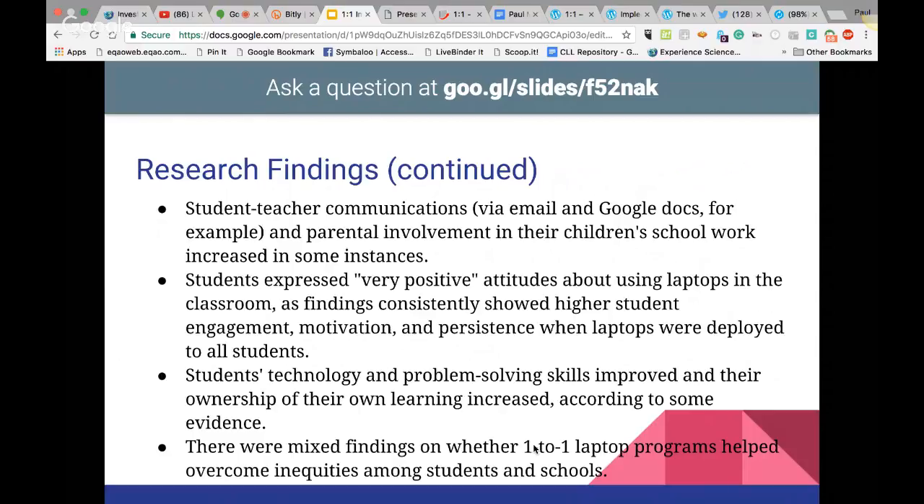Certainly a higher level of engagement, motivation, and persistence in the classroom when the laptops are deployed. The model where I used to work seemed to be 5 computers per class. And George Couros, in one of his blogs, made a really important point. I think it was George Couros who said, why would anyone do that? When you have math textbooks, you'd make sure that every student would have a math textbook. It wouldn't make sense to have just 5 for the whole classroom.